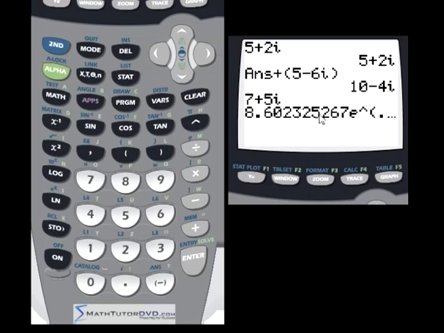And notice that if you have an answer that kind of goes off the screen, you can just grab your little right-hand arrow key and scroll right through it. So what you have is a number out in front of the e. So it's this number times e to the power of, and then this giant number, i. And this is exactly equivalent to 7 plus 5i that we just got.